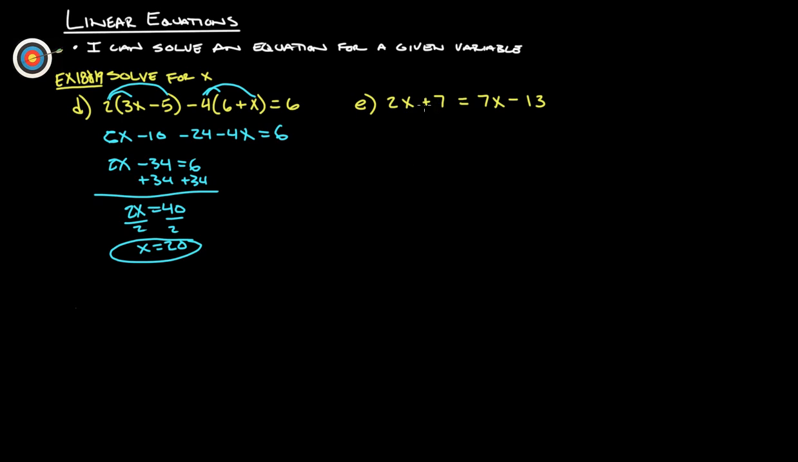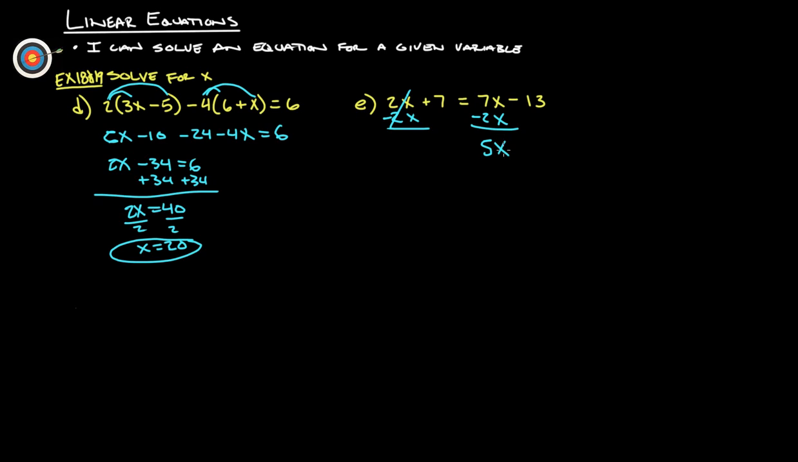All right. For this one, we've got 2x plus 7. Let's move the x's to one side and the constants to the other. So we've got 2x and 7x. I'm going to move my 2x over here because I know if I do that, I'll end up with a positive x. It just makes it a little bit easier for me, so let's do that.